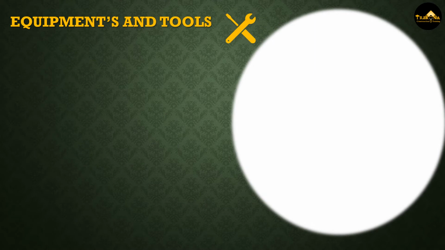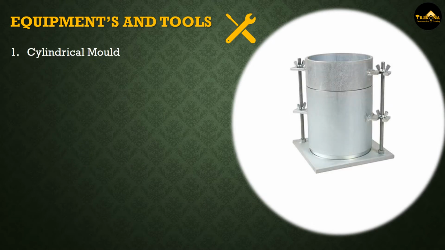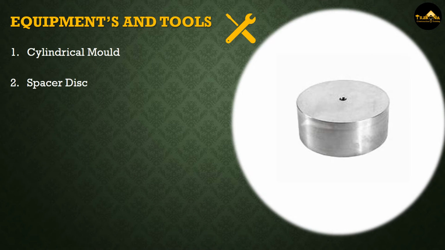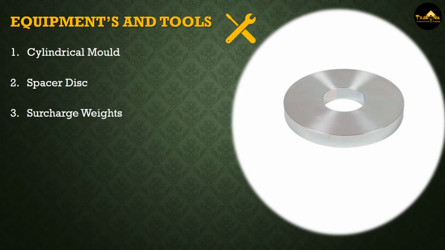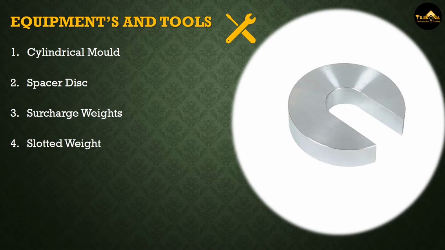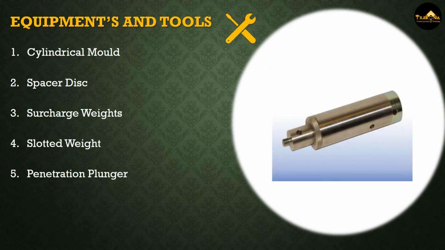Equipments and tools. Cylindrical mold with inside dia 150 mm and height 175 mm, provided with a detachable extension collar 50 mm height and a detachable perforated base plate 10 mm thick. Spacer disc 148 mm in dia and 47.7 mm in height along with handle. Surcharge weight of 2.5 kg and having hole 53 mm of diameter. Slotted weight of 2.5 kg and having hole 53 mm of diameter. Penetration plunger of diameter 50 mm and height 100 mm.